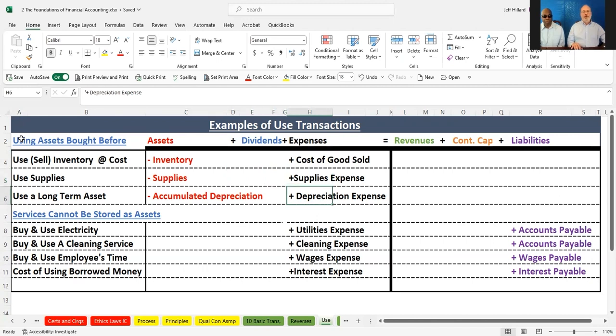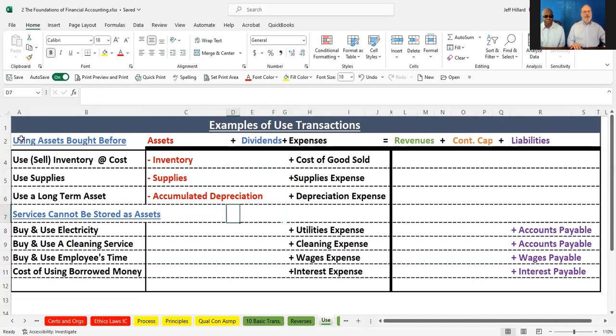If you use a long-term asset, it goes into an account called depreciation expense and comes out of an account called accumulated depreciation. Folks, you might get hit with this one. Just think of this as a negative asset account. We'll deal with that a little bit more later.